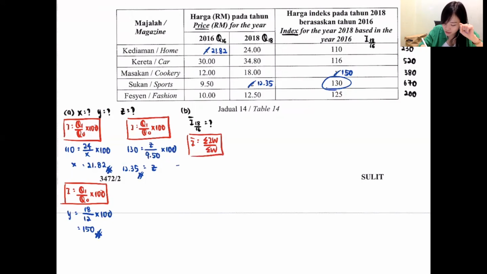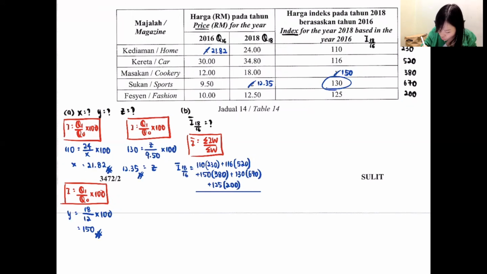So all we need to do is sub. So I'm going to find I dash 18 over 16. So I'm going to sub the I and sub the W. All the I is here, all the W is here. Guys, just sub inside, sub it row by row. 110 times 230 plus 116 times 520 plus 150 times 380 plus 130 times 670 plus 125 times 200.